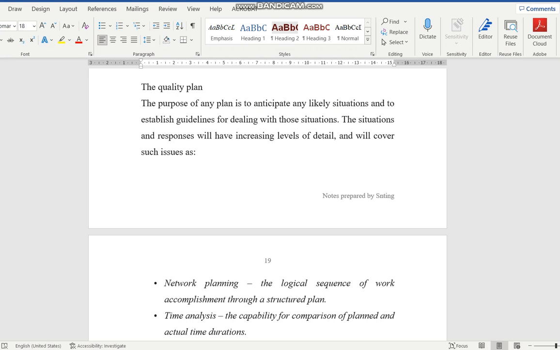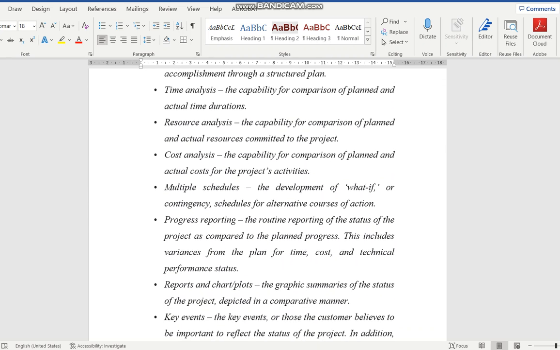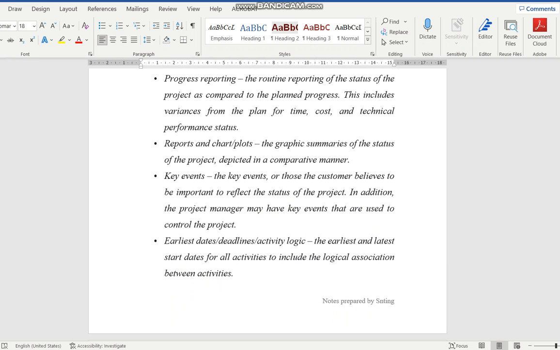Your project quality plan should work in conjunction with other parts of your management plan. For example, your time schedule, your network planning, your cost analysis, your resources analysis, your progress reporting, your reports, bar chart, all these things are quite related. Even the safety plan should be able to tie in together with your quality plan. So, when you're doing a quality plan, you need to look at the other aspects of the project.